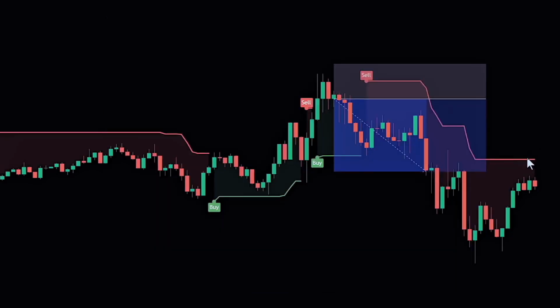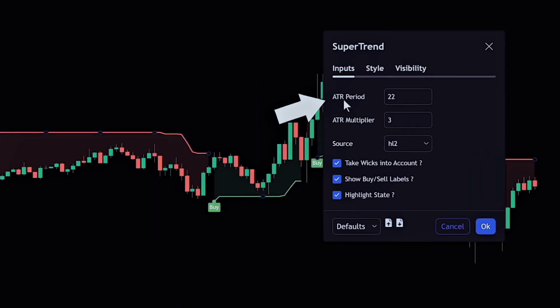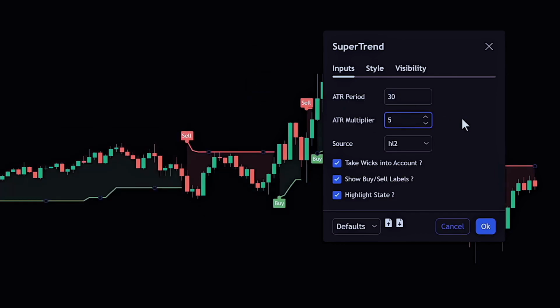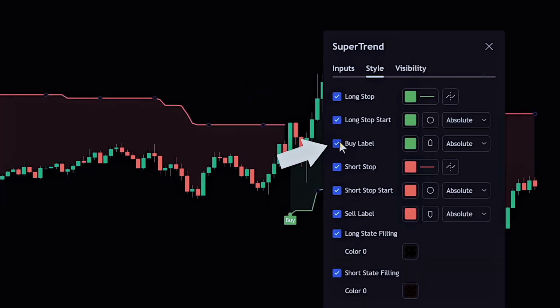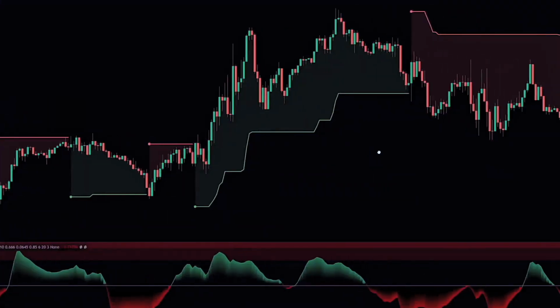Double click to bring up the settings. Change the ATR period to 30 and the ATR multiplier to 5. Then, under the Style tab, turn off both the buy and sell labels and hit OK.